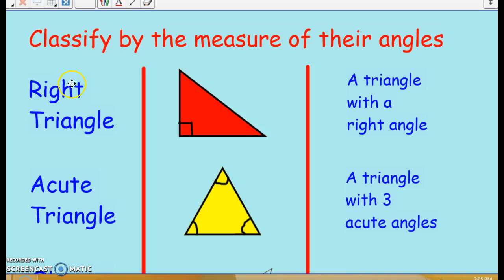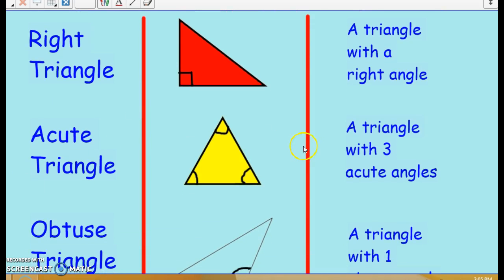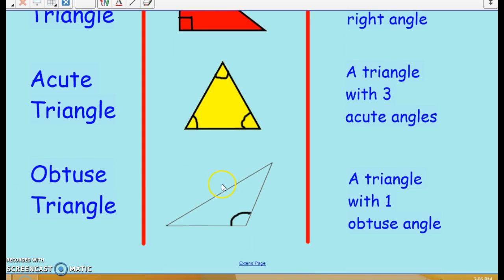Classifying them, so a right triangle, this is a triangle and it has a right angle right here, which I know means that this angle is exactly 90 degrees. An acute triangle has three acute angles, so all three of these angles have to be less than 90 degrees. And then an obtuse triangle has one angle, this angle right here, that is more than 90 degrees.